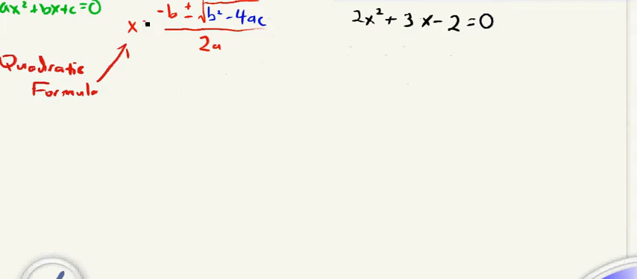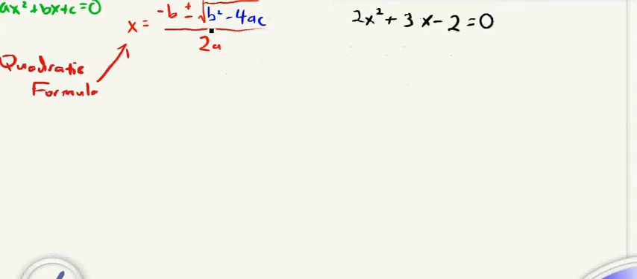So the big basis of this is the quadratic formula right here. So it's x equals negative b plus or minus the square root of b squared minus 4ac all over 2a. And this is a very, very important formula that you really need to memorize. But it's kind of hard to memorize because there's a lot of kind of weird stuff going on.